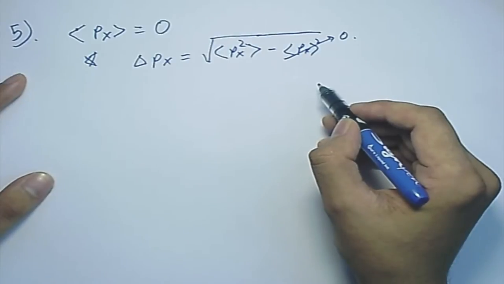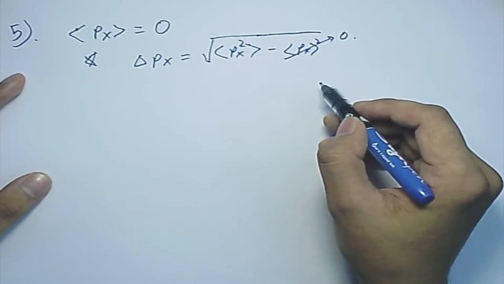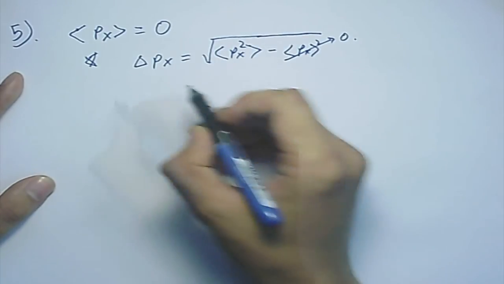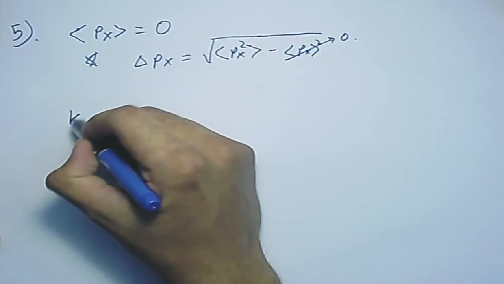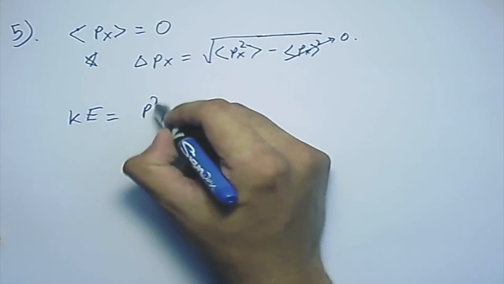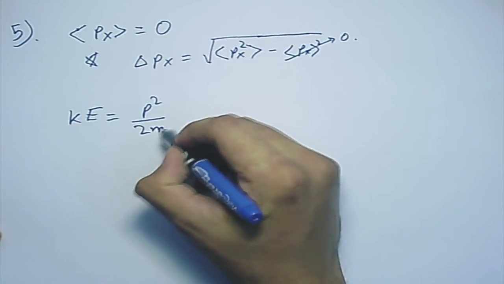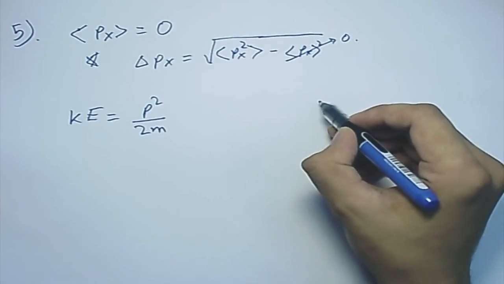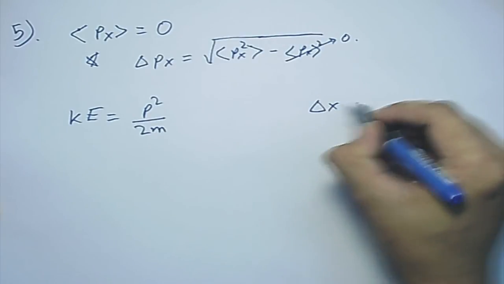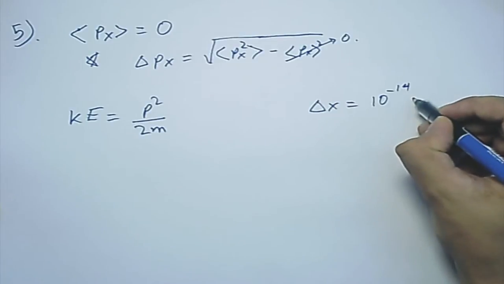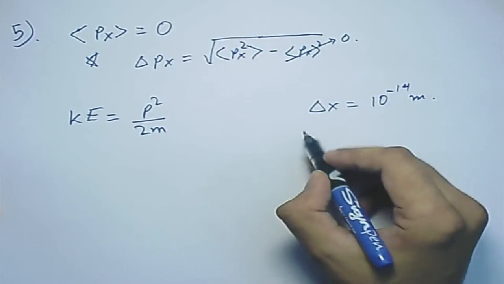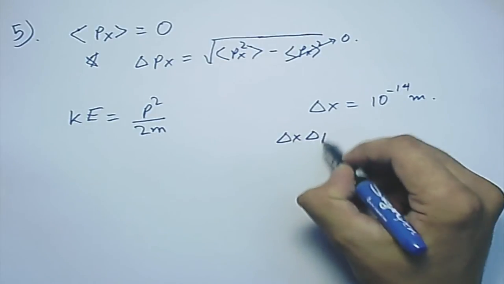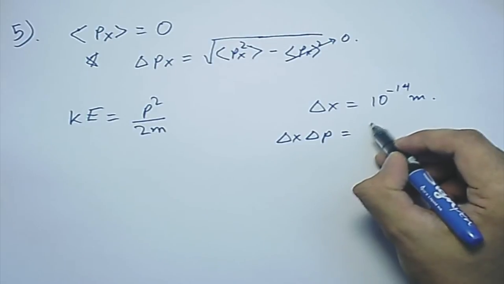All right. So firstly, we are to evaluate the kinetic energy using this. The kinetic energy would be given by p squared over 2m. We are given that the electron or the proton is confined to a diameter of 10 to the minus 14, so we can say that delta x is equal to 10 to the minus 14 meters. Using the uncertainty relation, delta x times delta p is equal to, let's say, h cross or h bar, it doesn't really matter. We'll just be working with the order of magnitudes.